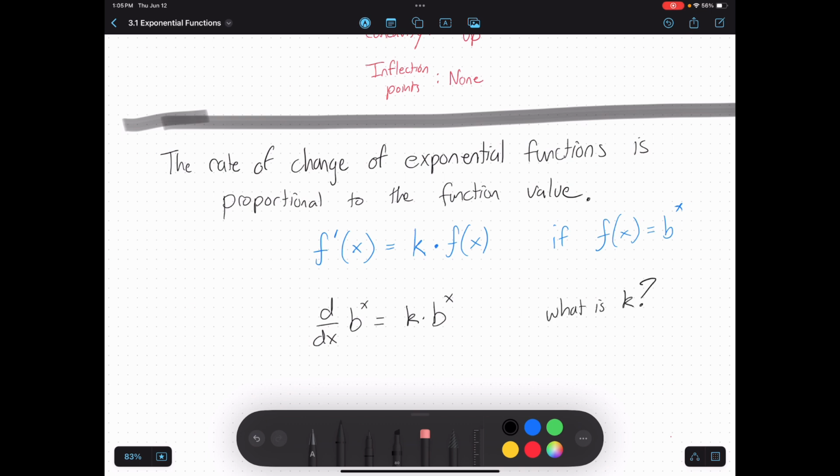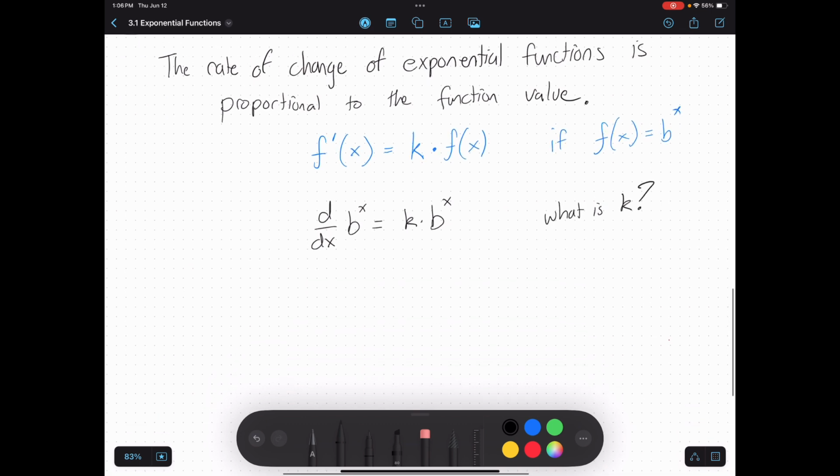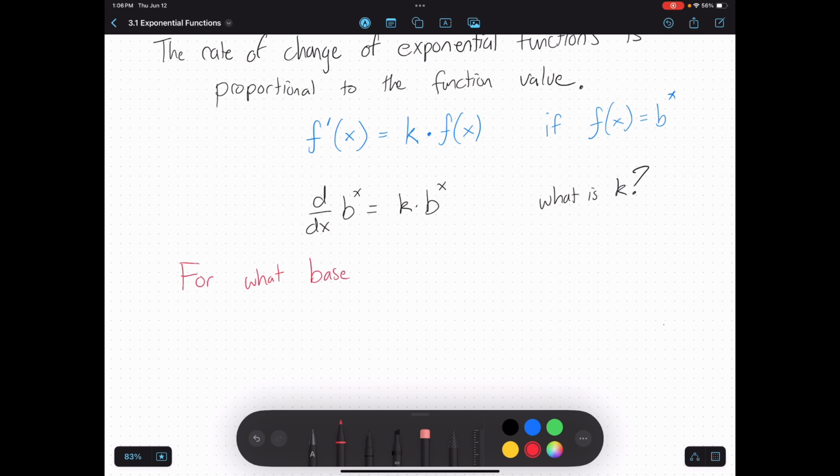So as mathematicians started to struggle with this, they asked themselves a question. For what base value, or b, will this constant end up just equaling 1? Because that would make for a really simple derivative, where if you take the derivative of it, you end up with itself, because 1 times b to the x is just b to the x. So what choice of b will end up doing that for me?